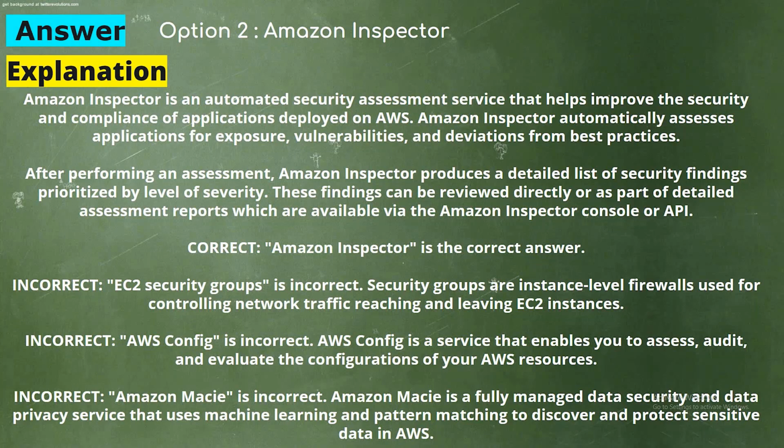Incorrect, EC2 security groups is incorrect. Security groups are instance-level firewalls used for controlling network traffic reaching and leaving EC2 instances. Incorrect, AWS Config is incorrect. AWS Config is a service that enables you to assess, audit, and evaluate the configurations of your AWS resources. Incorrect, Amazon Macie is incorrect. Amazon Macie is a fully managed data security and data privacy service that uses machine learning and pattern matching to discover and protect sensitive data in AWS.